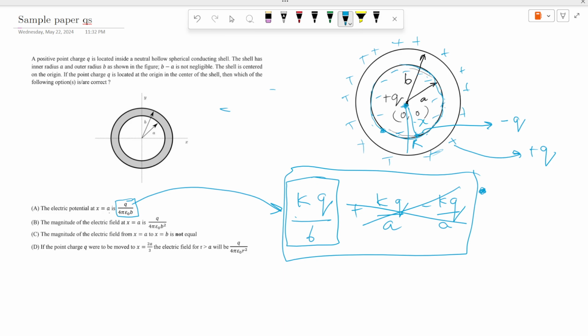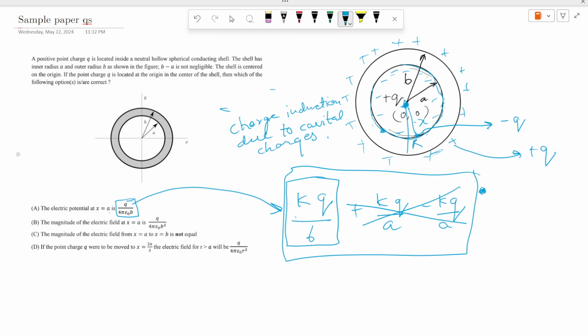This concept is named charge induction due to cavity charges. So the charge is inside this cavity, so it induces an opposite charge on the inner surface and a like charge on the outer surface. Both have the same magnitude, which is equal to the charge present inside the cavity itself.